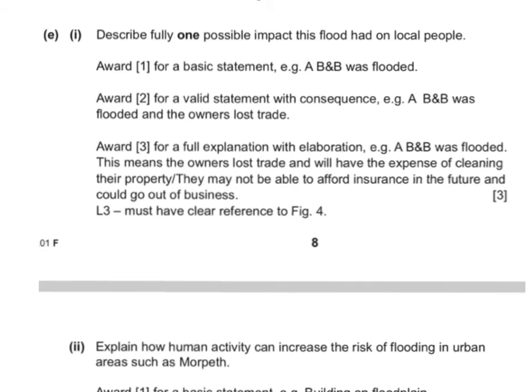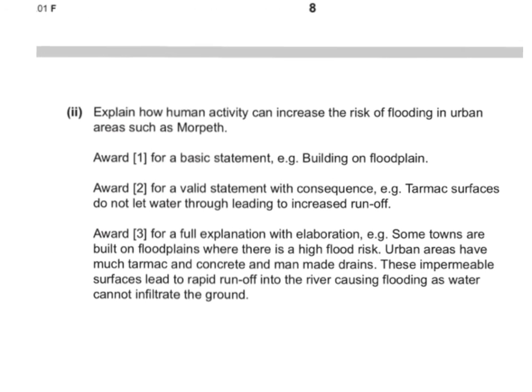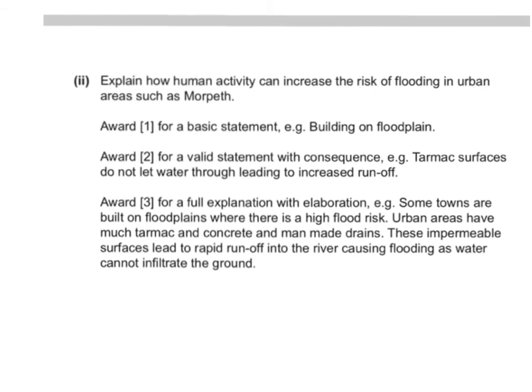Level 3 must have clear reference to figure 4. Second part, explain. Again, point, explain, expand, answer. Some towns are built in floodplains where there's a high risk is the point. Urban areas have much tarmac and concrete and man-made drains is the explain. And then they're expanding on that by saying these impermeable surfaces lead to rapid runoff which cannot infiltrate the ground. So point, explain, expand for 3.